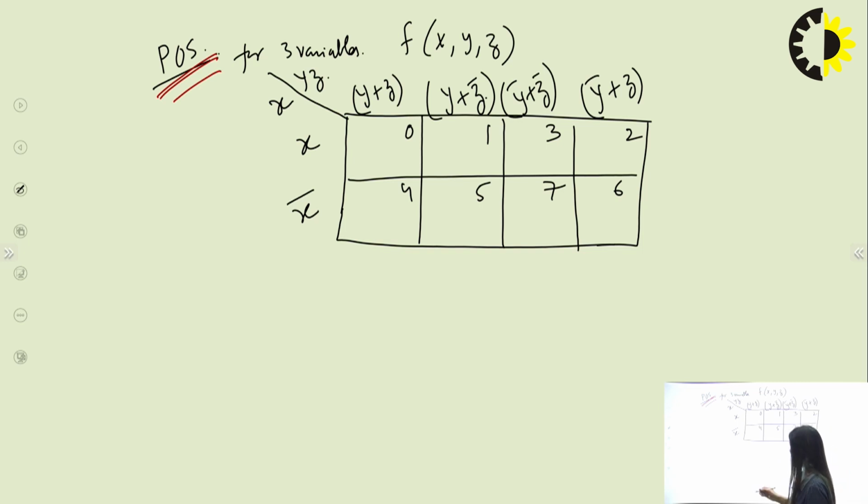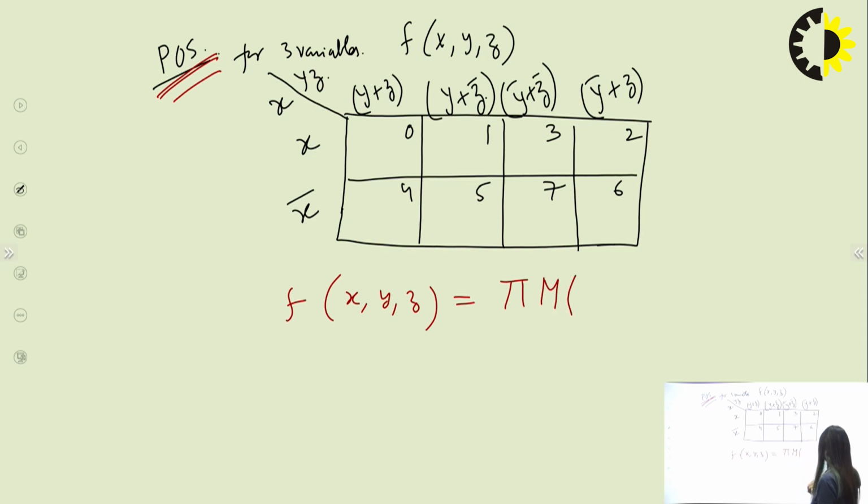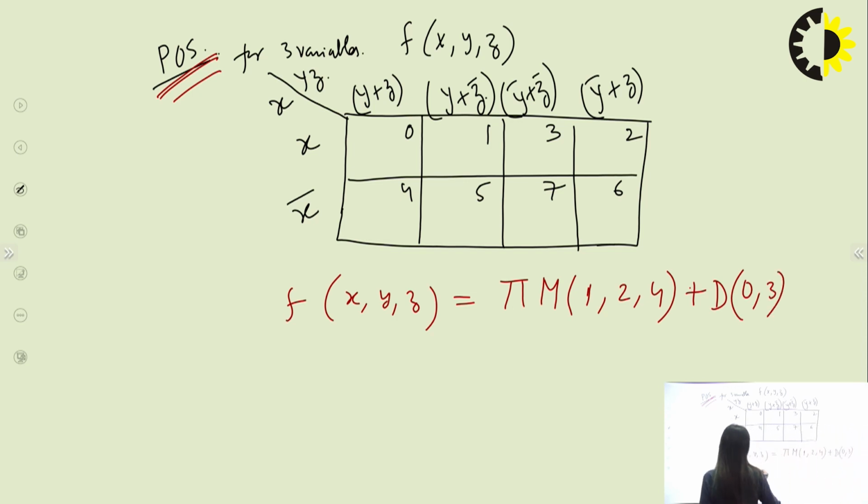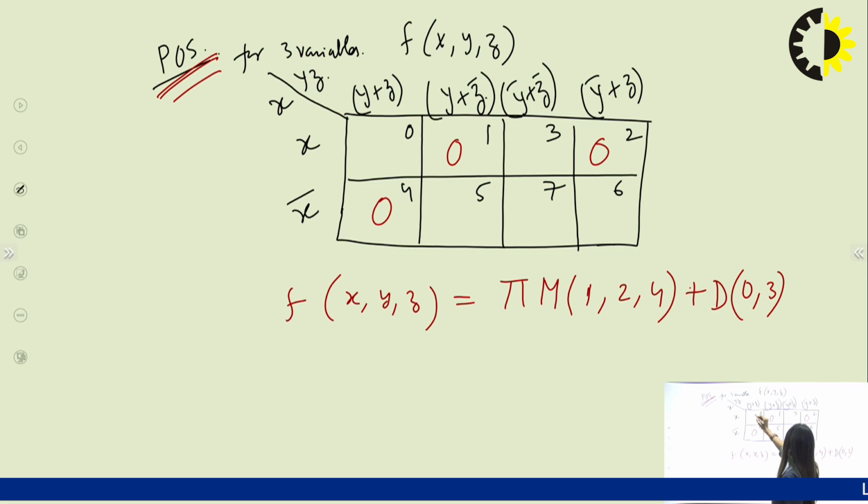Now, if your question is given like f of x, y, z is equal to pi of m 1, 2, 4 plus d of 0, 3, then how to fill? Then I will fill up like 1, I will fill by 0, 2, 4, and d, don't care, and 3.